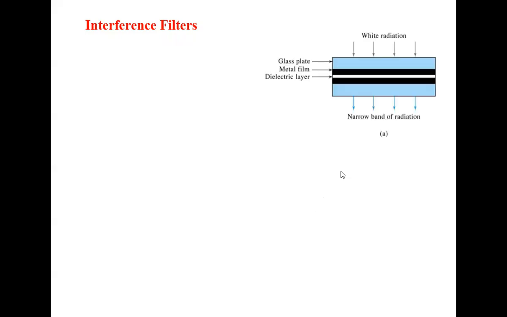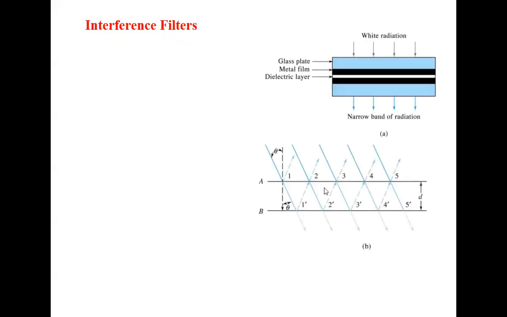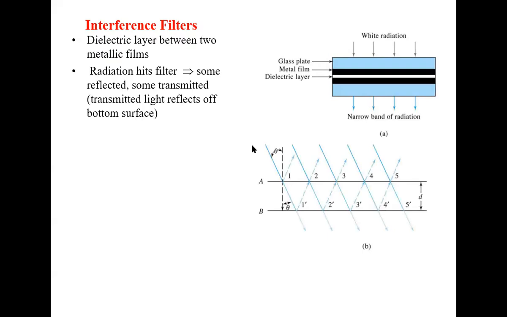We talked about interference filters. Remember, we talked about the dielectric layer. The dielectric layer is between two metallic films. Remember, while we are talking about filters, what do filters do? We use prisms and filters. So what do filters do?